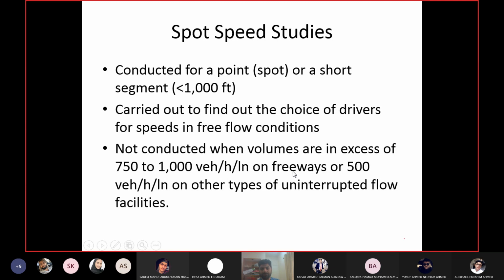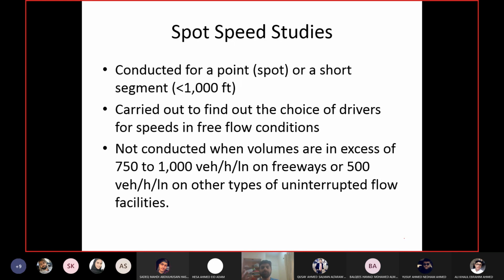Freeways are high standard roads, with very high speeds, more lanes, wide roads, median, shoulder, everything. So they have very high design standards. For them, up to 1000 vehicles per hour per lane is still free flow, only for them. For other uninterrupted flow facilities, up to 500 is enough. Up to 500 is a free flow condition for any facility. If it is a freeway, then you can go up to 1000 as well.